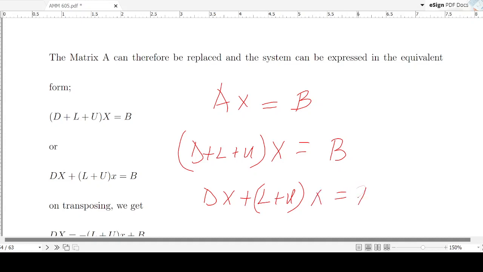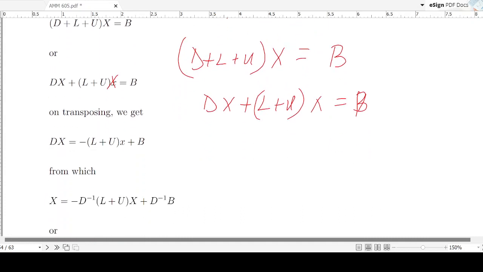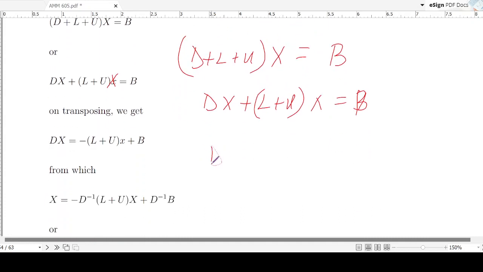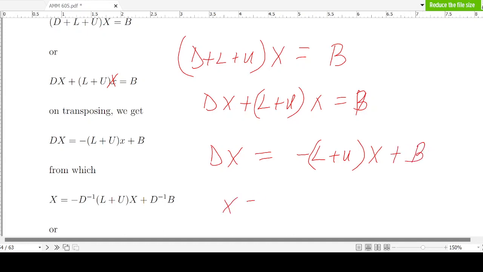X is equal to B. This is capital X there. This is B. So that we write Dx is equal to minus (L plus U) X plus B, and X becomes D inverse times (L plus U) X plus D inverse times B.